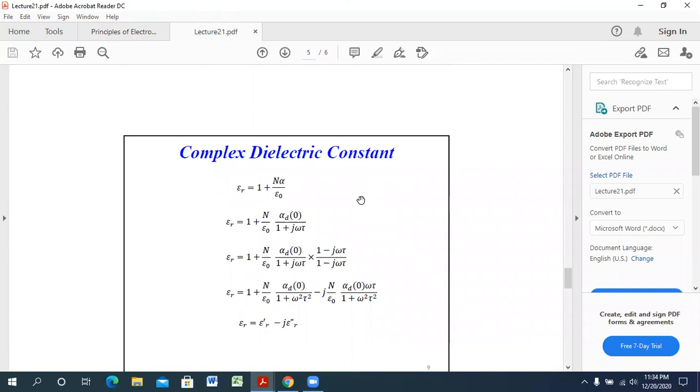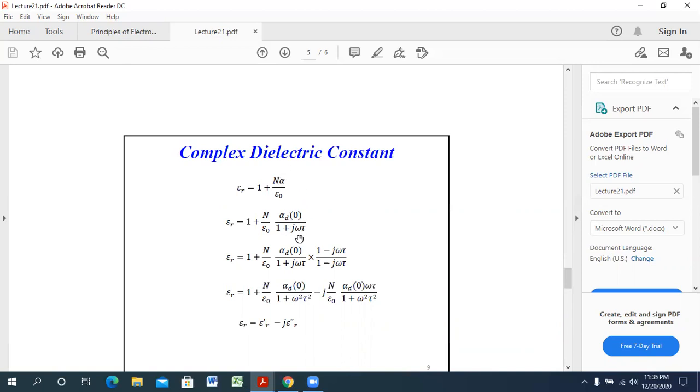Now, this complex dielectric constant. From our previous explanations, we know that epsilon r equals 1 plus n alpha divided by epsilon naught. Here alpha d omega equals alpha d naught divided by 1 plus j omega tau, isn't it? We have just put the value of alpha here.